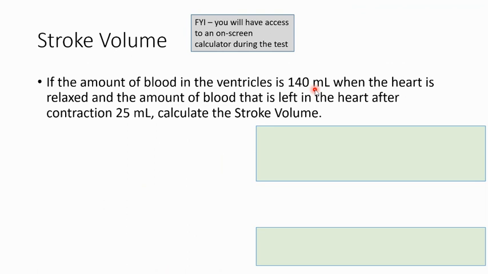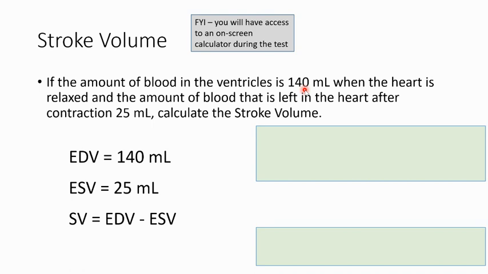Calculate stroke volume. So the end diastolic volume, the amount of blood that's in the ventricles when the heart is relaxed, that's the maximum amount of blood. That's going to be 140 milliliters. And that means the end systolic volume would be 25 milliliters. Remember, that's the amount of blood left in the ventricles after contraction has occurred. So in order to calculate stroke volume, you're going to take stroke volume equals end diastolic volume minus end systolic volume. So when you plug those numbers in, you're going to get 115 milliliters.